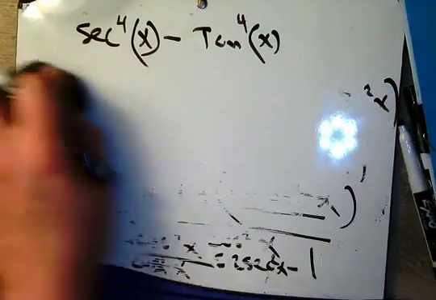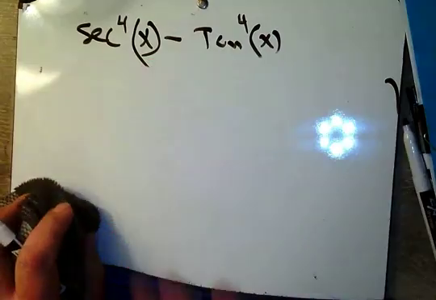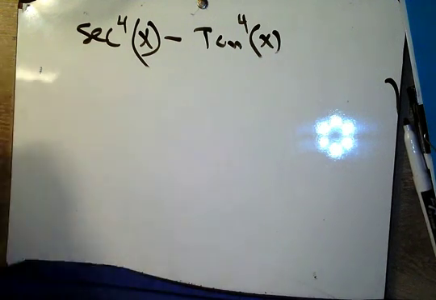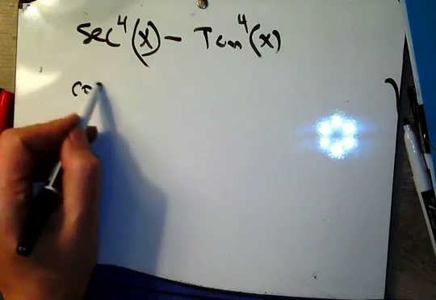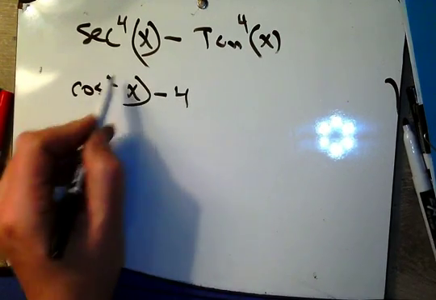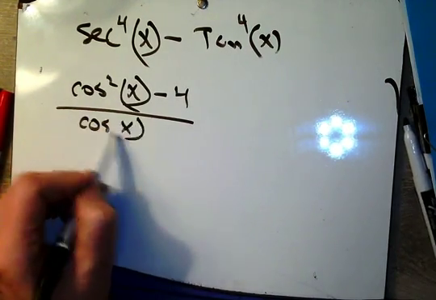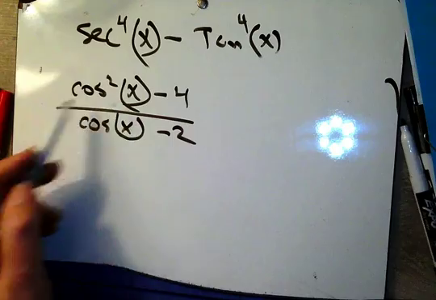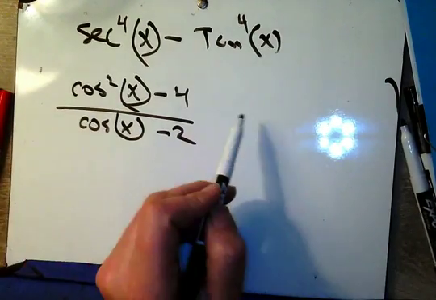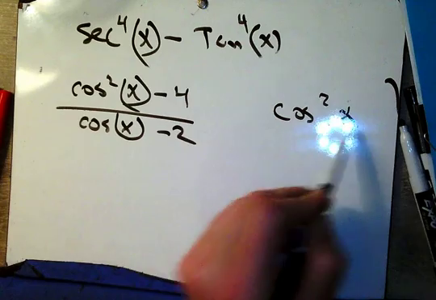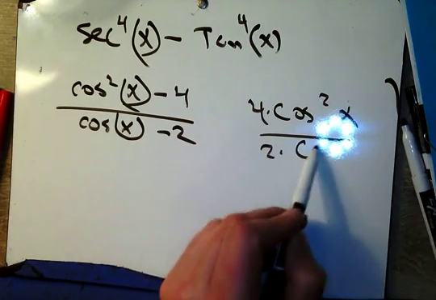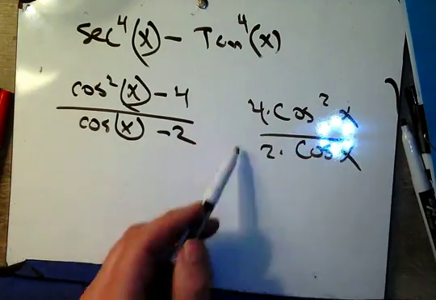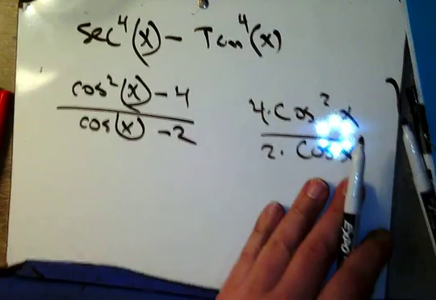So, yes, I can factor, and you definitely have to recognize that difference of squares. Okay, how about this one? How about cosine squared minus 4 over cosine minus 2? Oh goodness, please don't cancel 4 and 2, and don't cancel a cosine. You can only do that if you had cosine squared x times 4 over 2 times cosine x. Because then you've got this one term on top and this one term on the bottom. But that's not what we have.